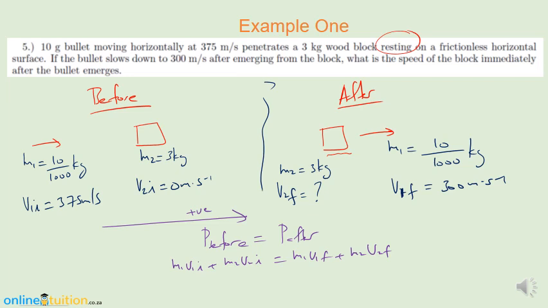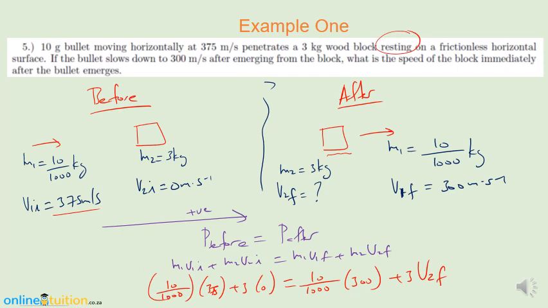So, M1 we said 10 over 1,000. I'm writing it as 10 over 1,000. You can use your smart calculators and work thus. V1I is 375. M2 is 3. V2I is 0. M1, 10 over 1,000 times 300 plus 3 times V2F. And have a look at this. Only one unknown and we can all solve, and there's your 1 mark.